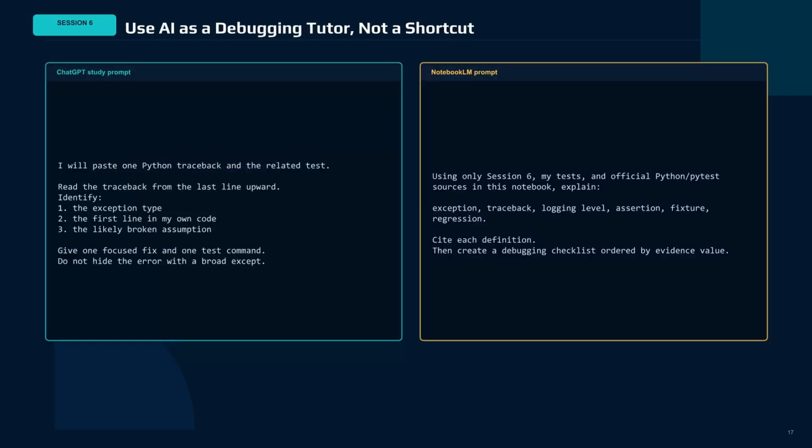When debugging, use AI as a tutor, not a shortcut. Use a specific prompt that asks the AI to analyze tracebacks by reading from the last line upward, identifying the error type, and pinpointing the broken assumption. This helps you learn how to debug rather than simply asking for code fixes.